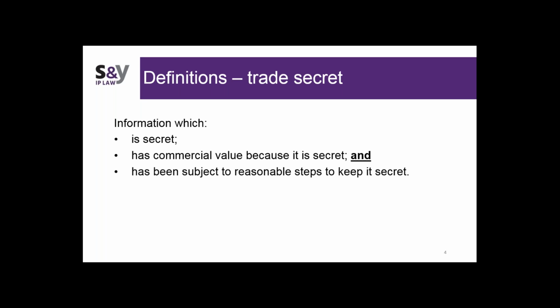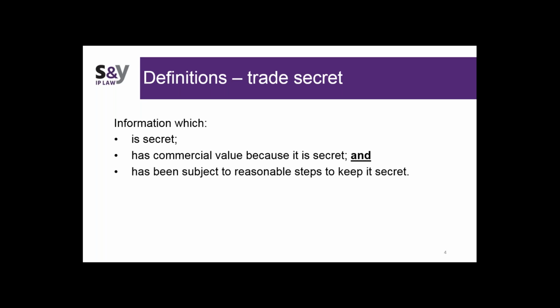According to the directive, a trade secret is information which, 1. is secret in the sense that it is not generally known among or readily accessible to people who normally deal with that kind of information, 2. has commercial value because it is secret, and 3. has been subject to reasonable steps under the circumstances by the person lawfully in control of the information to keep it secret.